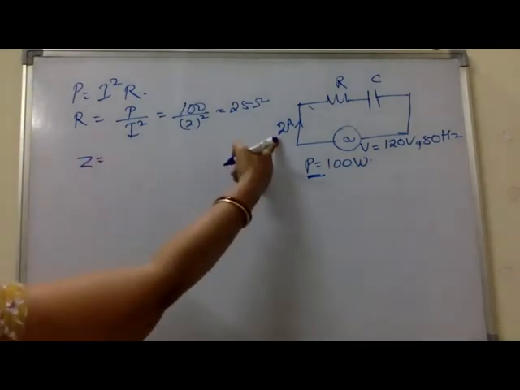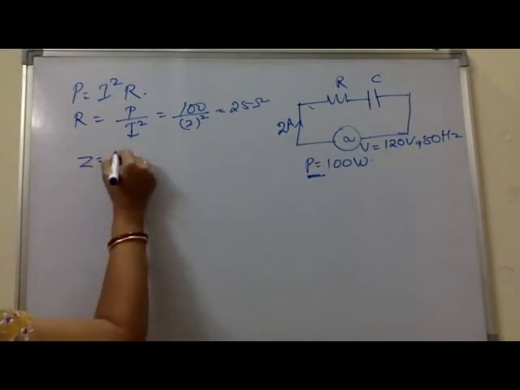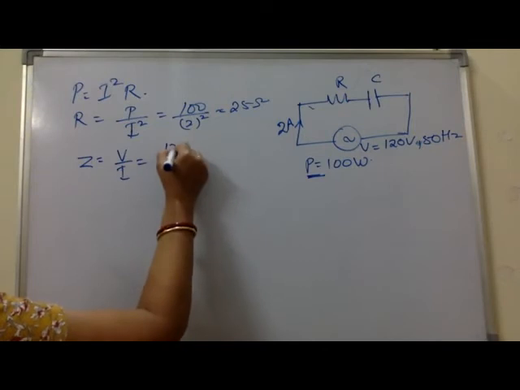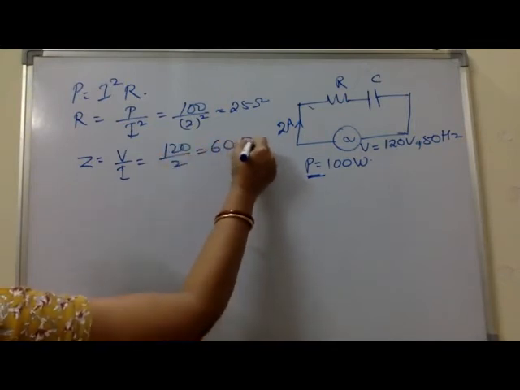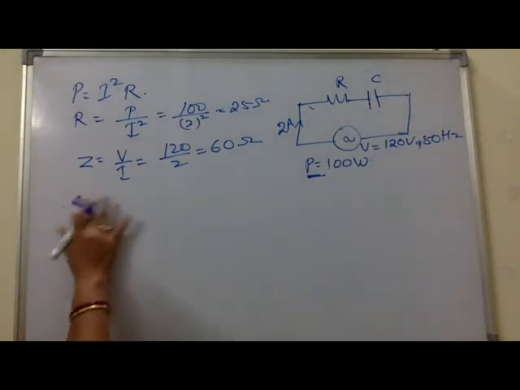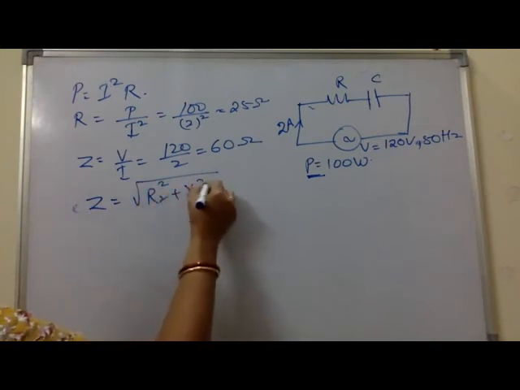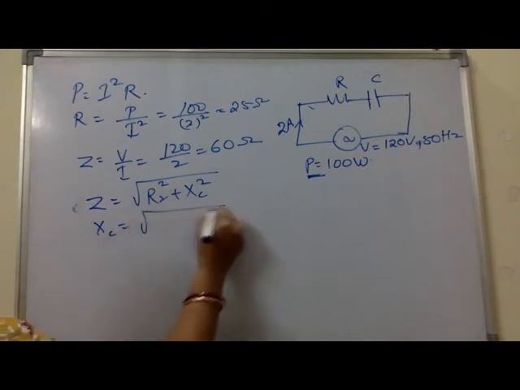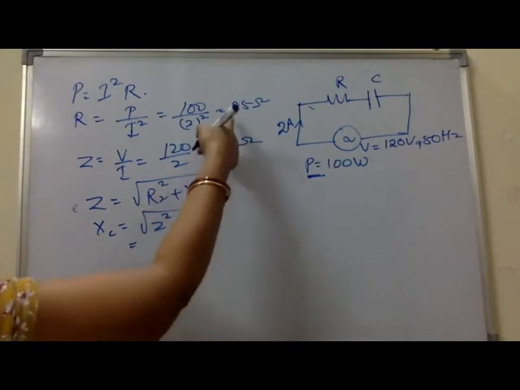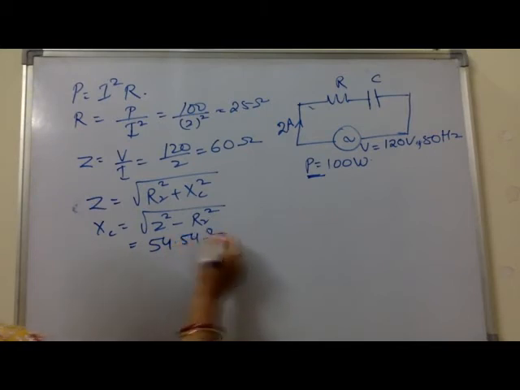We know the current in the circuit, we know the voltage, so we can calculate the impedance of the given circuit, that is V by I, that will be 120 divided by 2, that is 60 ohms. The impedance of the RC circuit is given by under root of R square plus XC square. Therefore, XC will be equal to under root of Z square minus R square. Substitute the value of Z and R, and you will get XC as 54.54 ohms.